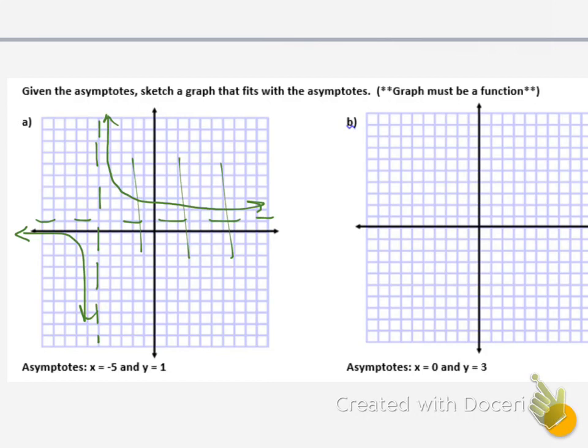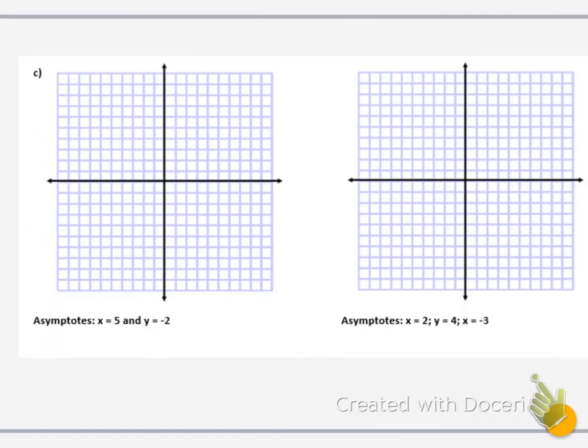My next one here, x equals 0, so we're actually on the origin line, and then also y equals 3. So again, it gets closer and closer, and passes my vertical line test. Okay, my next one, I got x equals 5, y equals negative 2. We're going to get closer and closer, but it passes my vertical line test.